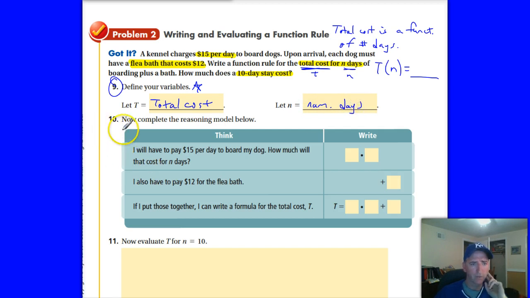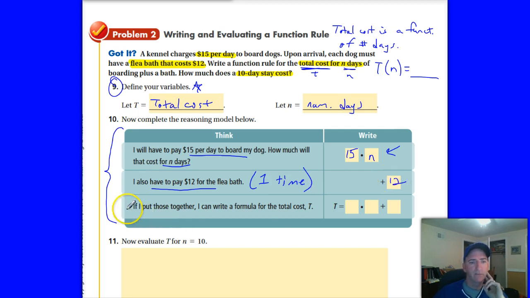Tell me what your variables are. Important. This part is what should be going through your head, so you don't have to write all of this down. I'm okay if you can go from here to the equation, but we'll fill it out because it's here. If you pay $15 a day to board your dog, how much will it cost for n days? Well, it's 15 times whatever n is. That's just the algebra expression with the variable. But you also have to pay $12 for the flea bath. That's a one-time fee. So that's $12. If you put those together, that's your formula. T equals 15n plus 12.